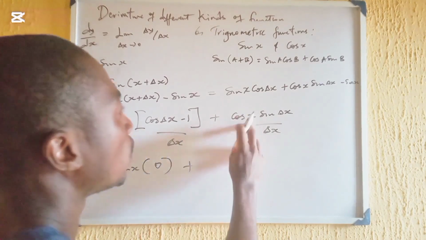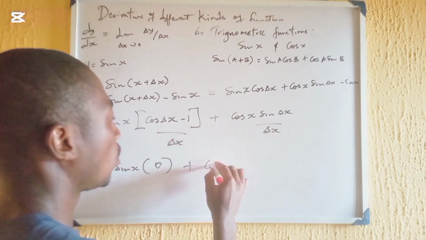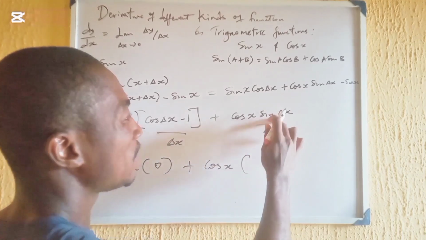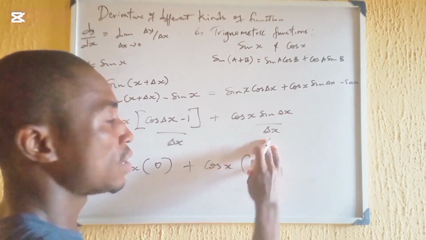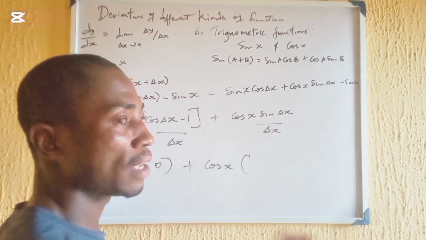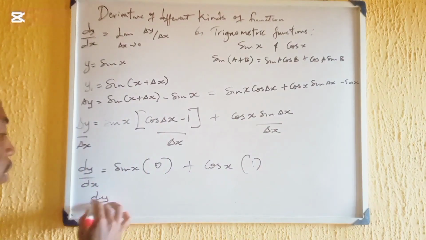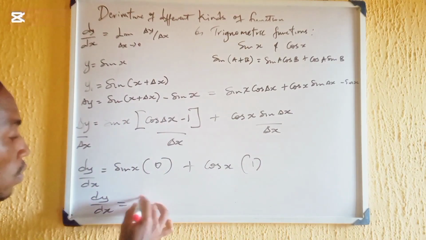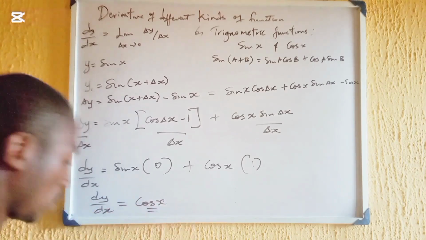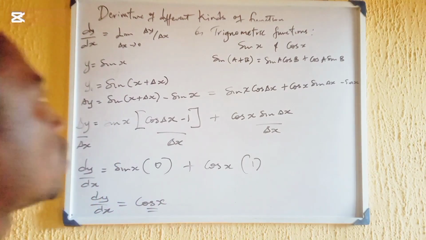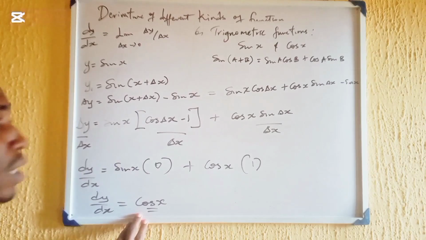Then plus, for this guy, we'll be having cos x. Then for sin change in x over change in x, the same thing as saying sin x over x as x tends to 0, that gives us what? 1. So dy/dx is equal to what? Cos x. So the derivative of sin x gives us cos x.